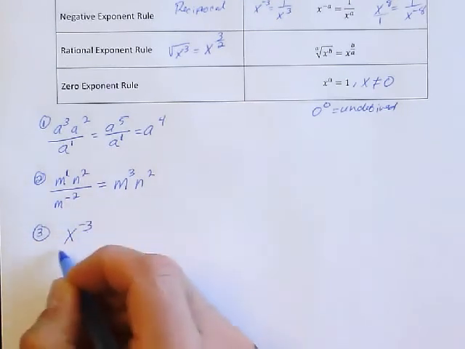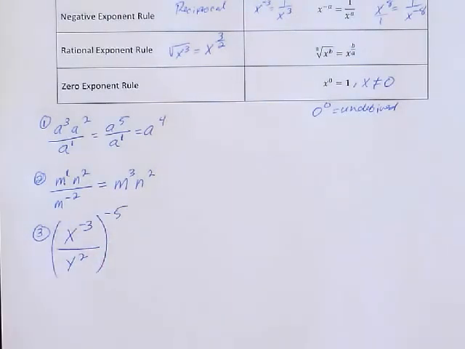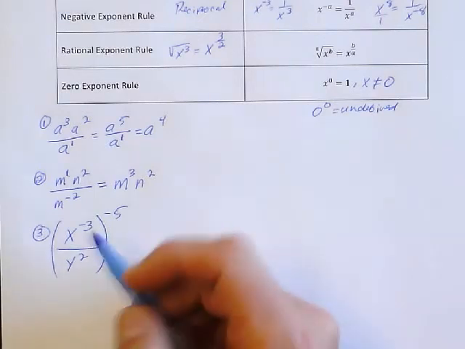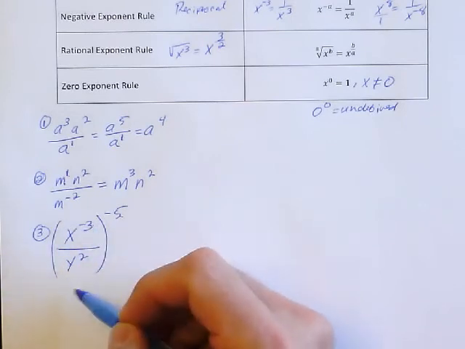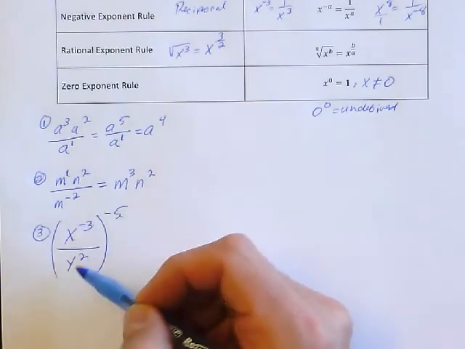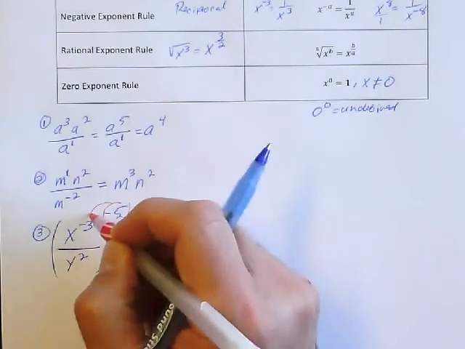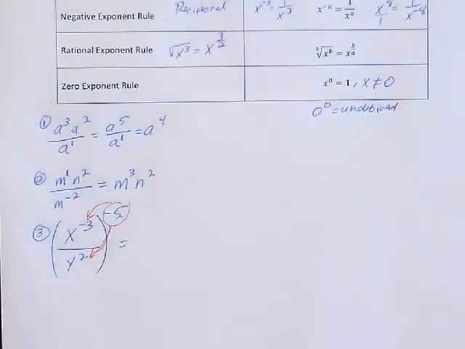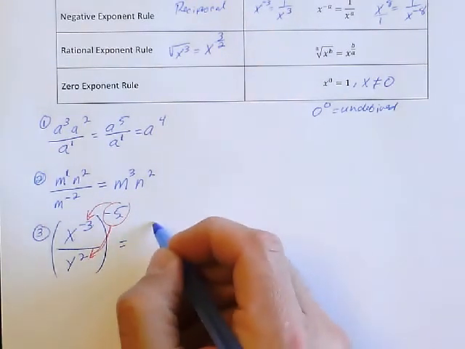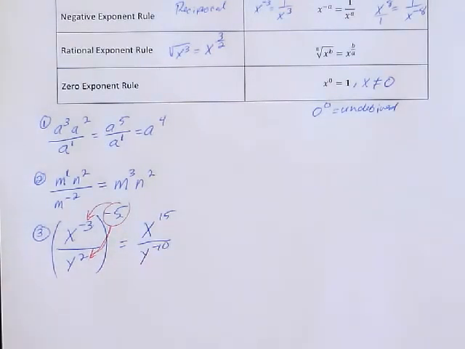Third one I've got here is x to the negative 3rd over y squared, all to the negative 5th power. So since we're dealing with the fraction, in parentheses, this 5 applies to both. Now if I could simplify what was in the parentheses, I would, but since this is an x and this is a y, they can't be simplified. So this negative 5, according to the power to a power rule, we're going to multiply. So I'm going to multiply that to both the numerator and the denominator. So we're going to have x to the positive 15th, y to the negative 10th.